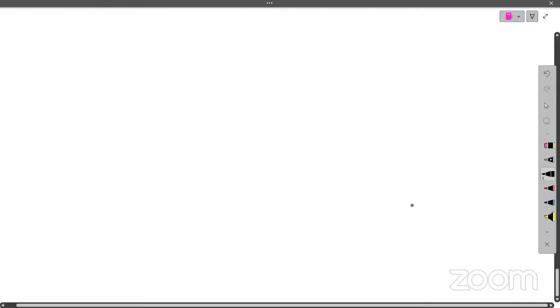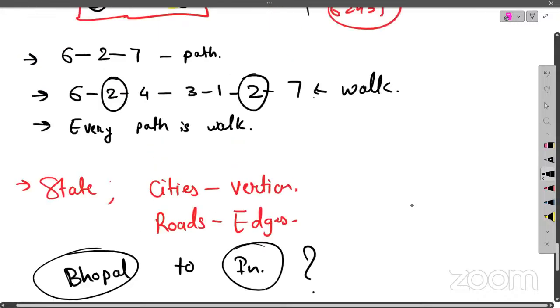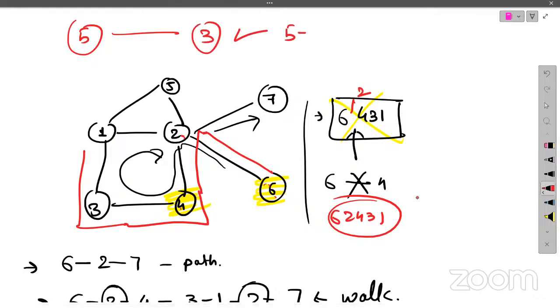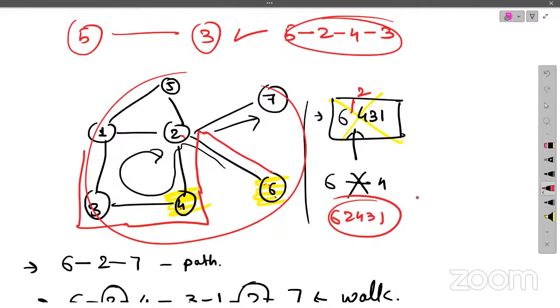Now let's go to the connected graph. So what is a connected graph? Connected graph means if you can reach from any vertex to any other vertex using some path, then that graph is known to be connected. For example, this graph is connected because we can reach any vertex from any other vertex. If I ask you, can we reach from vertex number 5 to vertex number 3? The answer is yes. I'll start from 5, go to 2, then go to 4, and then go to 3. So this is one path.